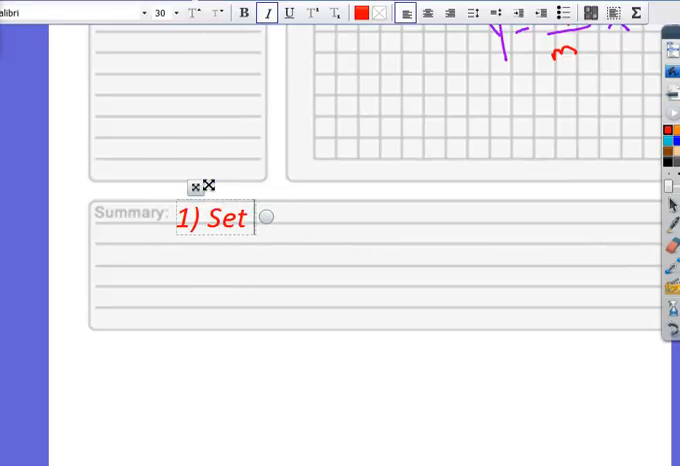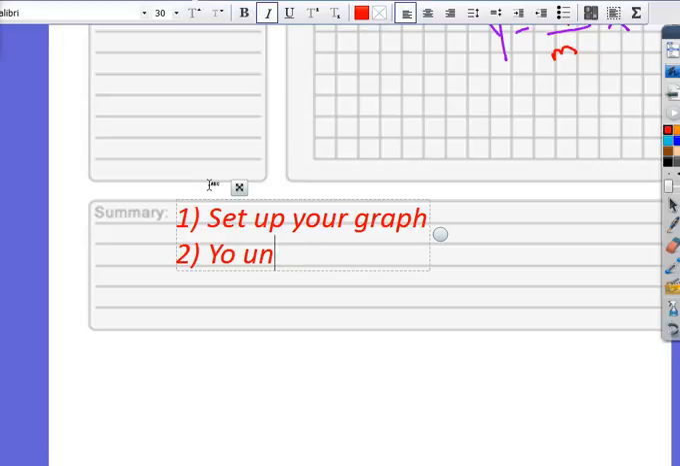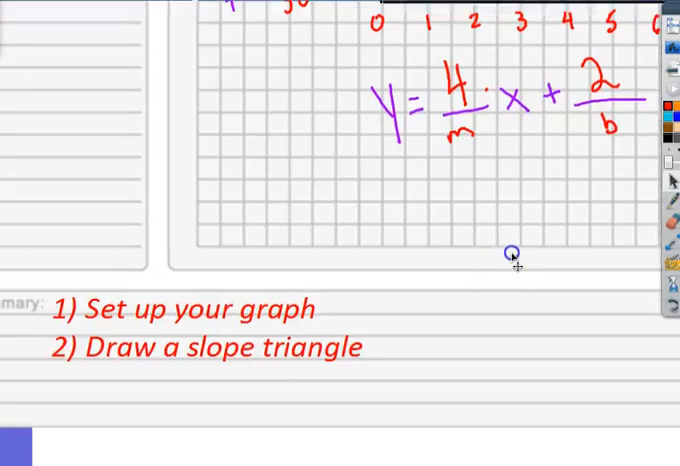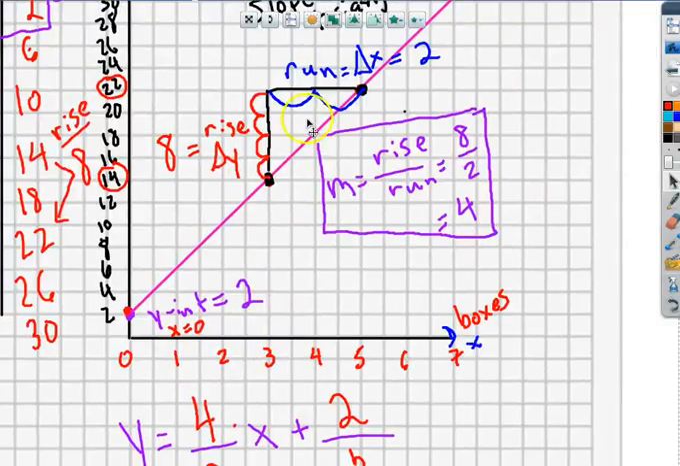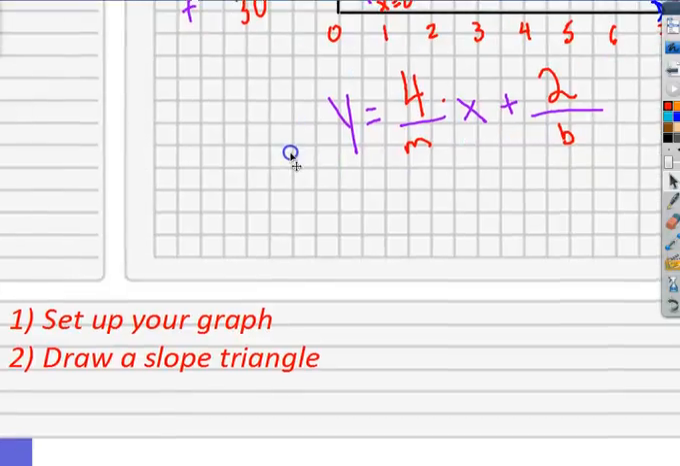Set up your graph. First, draw a slope triangle. And shade it in, because a lot of the time a nice shaded-in slope triangle makes it easier for you to see what it is that you're counting. So first you draw your slope triangle.